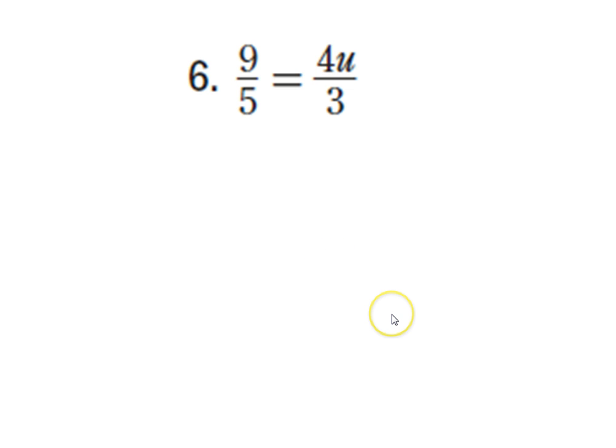So applying that property we just used in number 5, if I do 5 times 4u and then 3 times 9, those two products should be equal to each other, because that's what the means extremes property says.